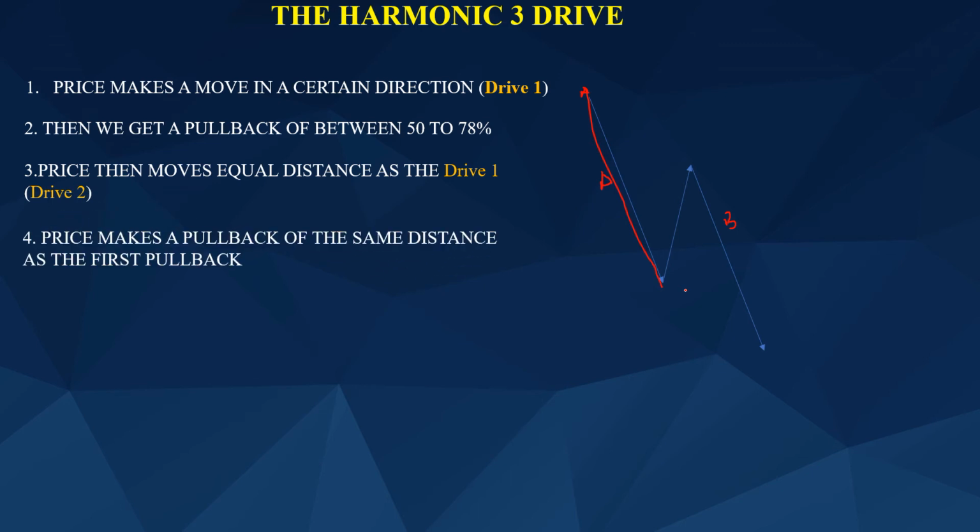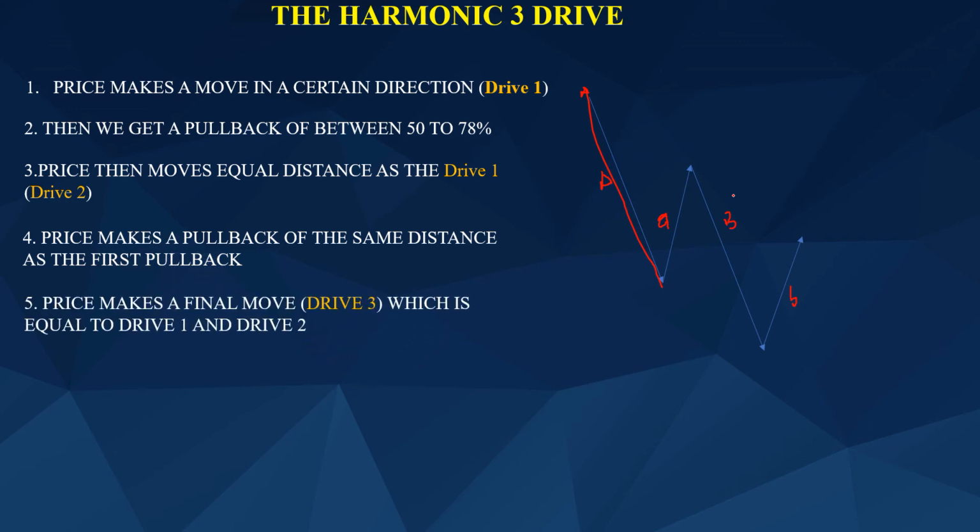Then price makes another pullback of the same distance as the first pullback. So this is the drop, and this is the pullback we are talking about. We are going to say this is small a. Then we make a pullback of the same distance as this small a. So this is what you have. This becomes small b, right? So a equals b.